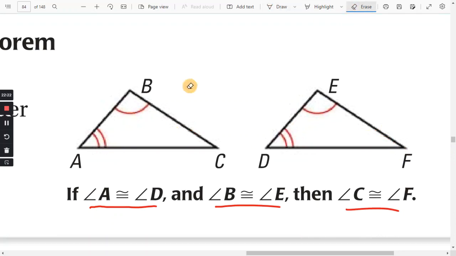Well, the reason it's true is because the interior angles of a triangle always add to 180. So if you subtract this and this from 180, you'll get this one here. And if you subtract this and this from 180, you'll get the same measurement here as well. So that's why it works. If you have 2 angles that match, you know that the third angles match.